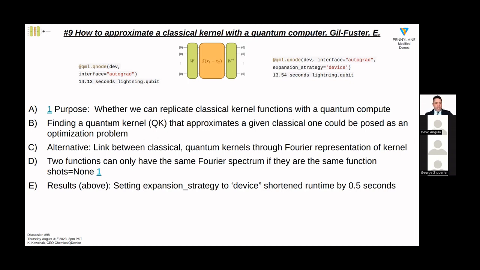So it's finding a quantum kernel that approximates a given classical one, which could be posed as an optimization problem. There are theories behind circuits, and sometimes they don't work, or you could just take a more straightforward approach. Basically, that's what was aided with this one: adding expansion strategy equals device, which is already kind of built into the left, but you just don't see it.